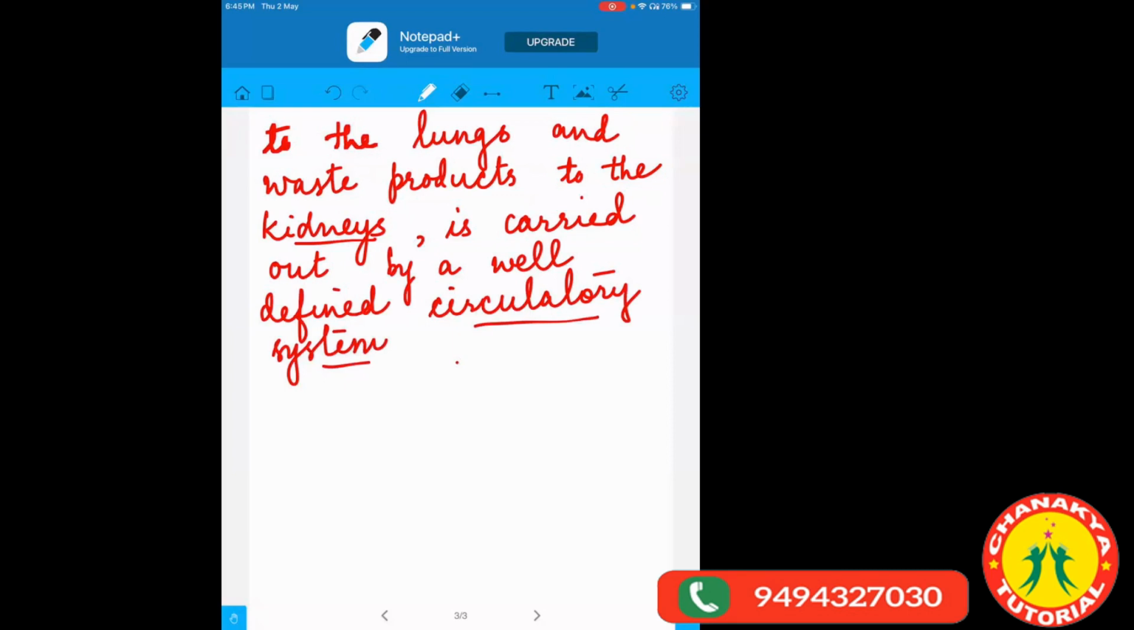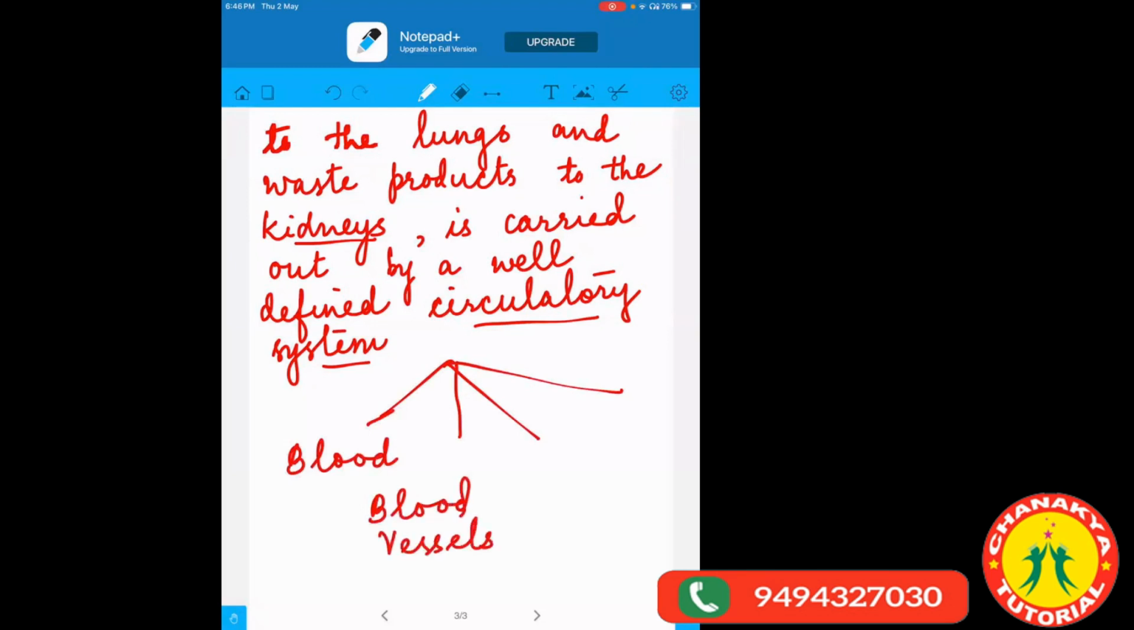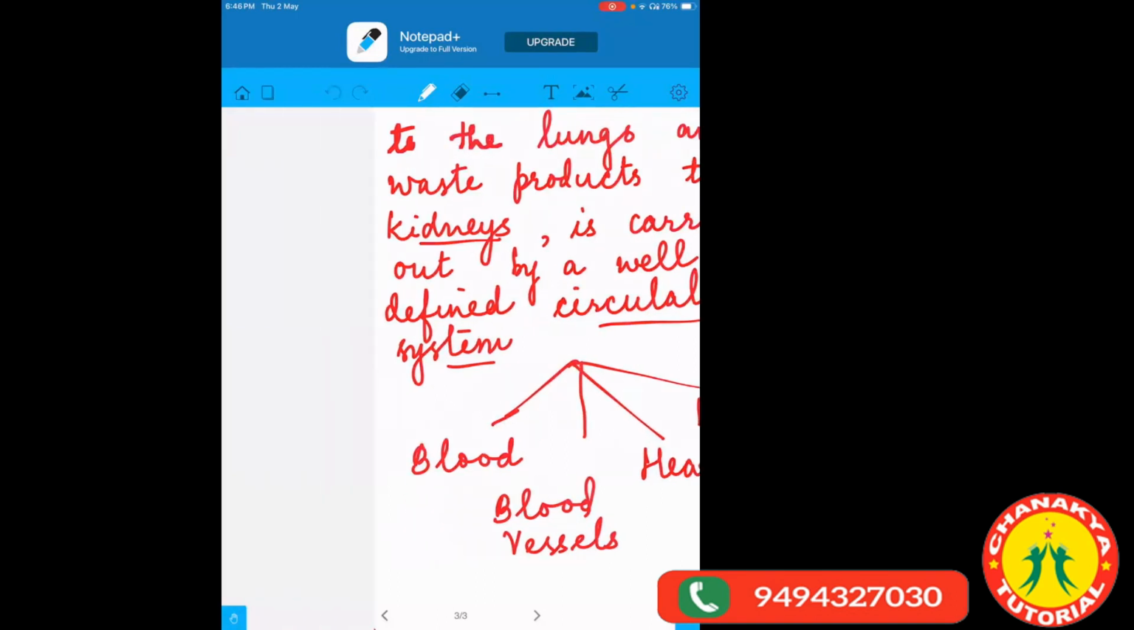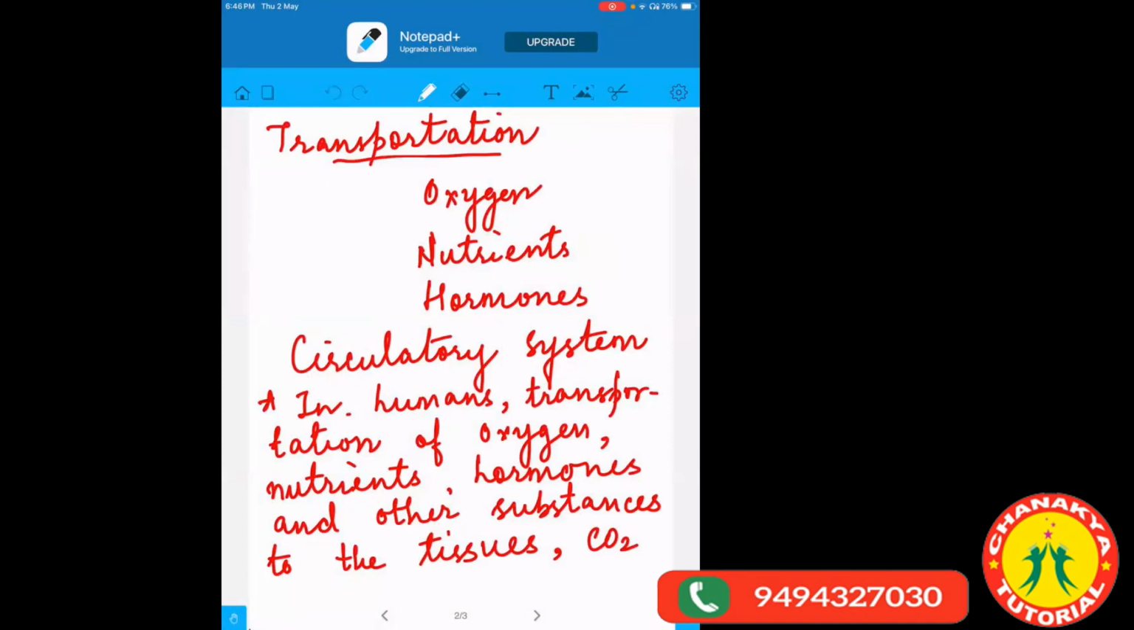The circulatory system involves four components. The first one is blood. The second one is the blood vessels. The third one is the heart. And the fourth one is the lymph. These are the four components included in the circulatory system. So note down, children, this definition and the four components.